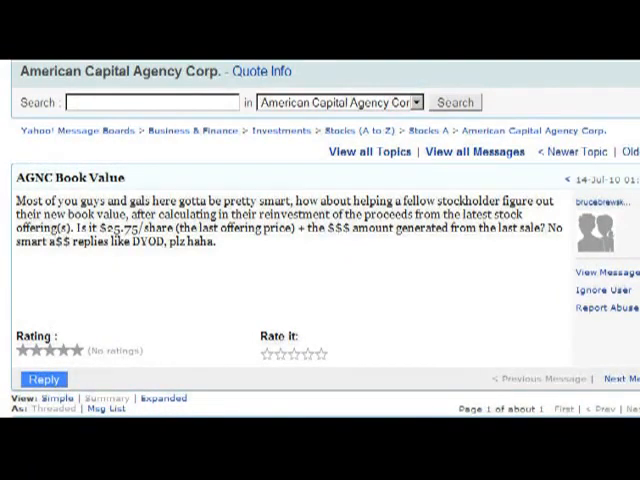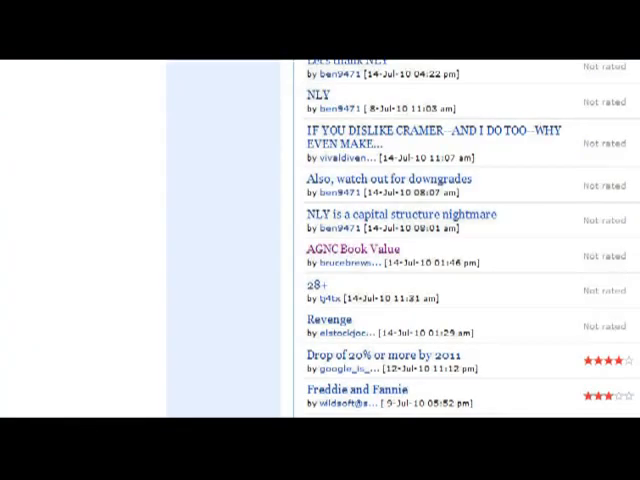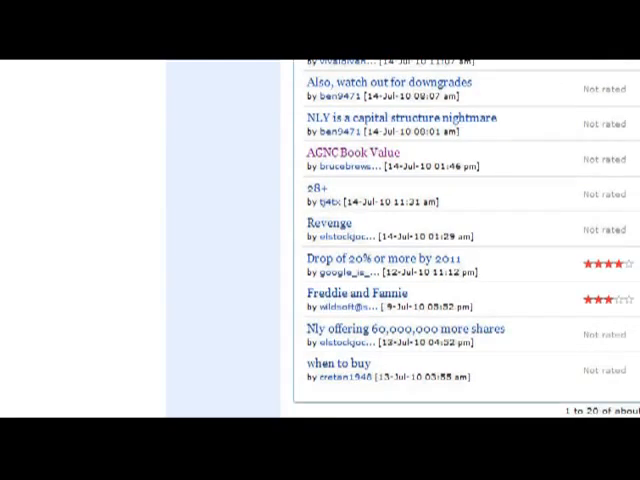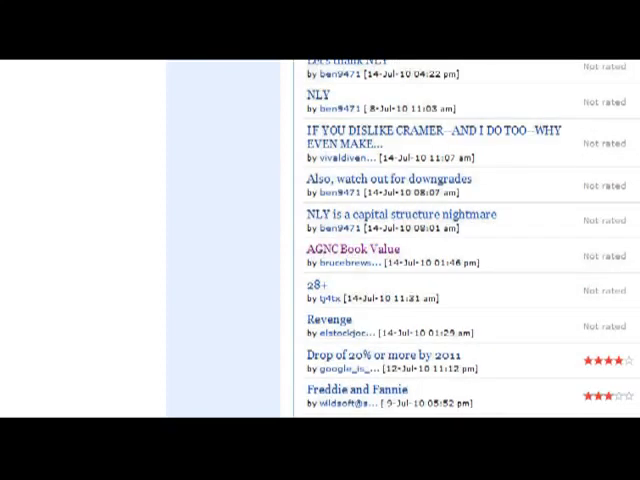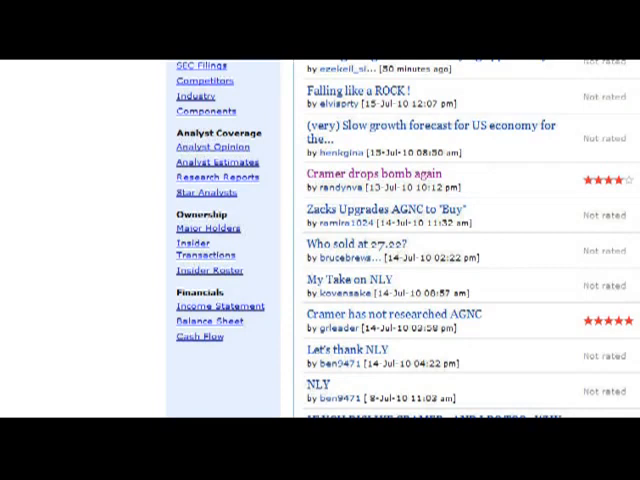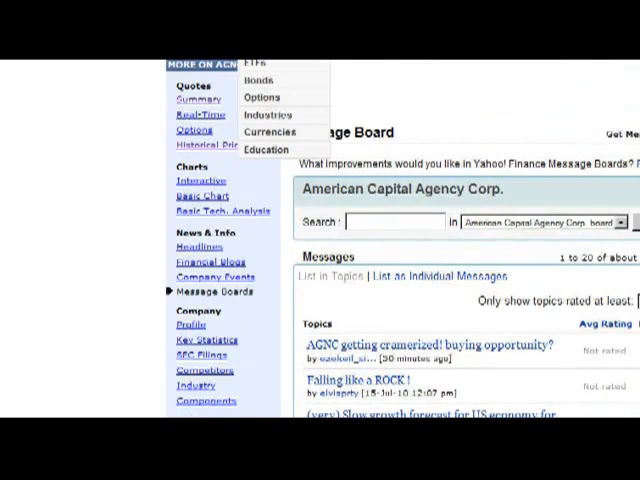AGNC book value, that kind of interests me. This guy says that the book value of the stock is $25.75, which I don't know if that's true or not. But if so, that means that this stock is trading at a premium. That means the market has emotion and likes the stock better than it's actually worth. Drop of 20% or more by 2011. Freddie and Fannie. And you go through here and you just get a falling like a rock. You just kind of get a general sentiment of the board.